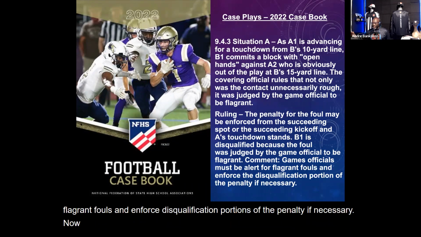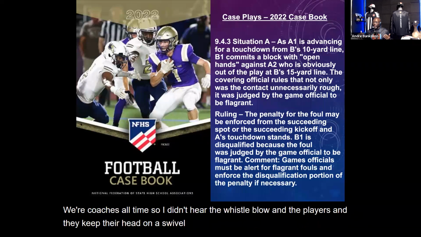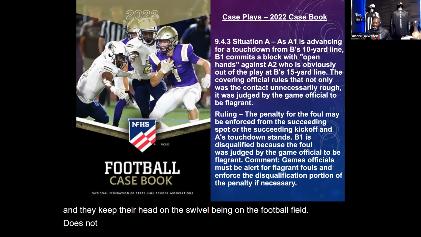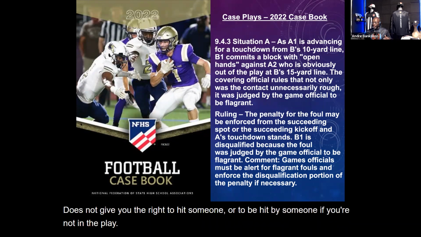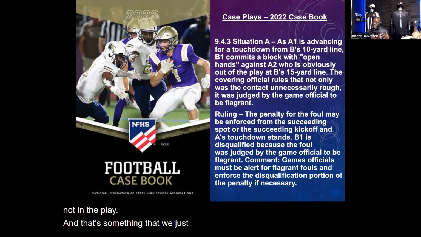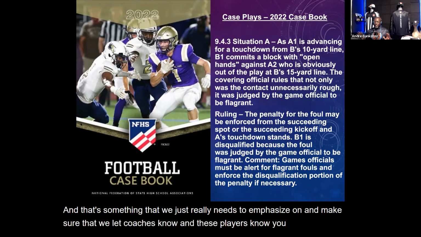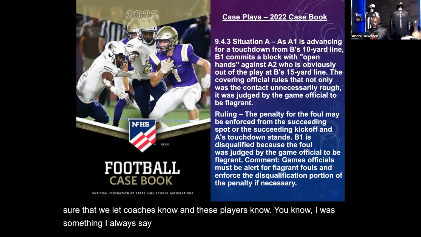Now, we hear coaches all the time say, I didn't hear the whistle blow, and the players need to keep their head on a swivel. Being on the football field does not give you the right to hit someone or to be hit by someone if you're not in the play. And that's something that we just really need to emphasize and make sure that we let coaches and these players know.